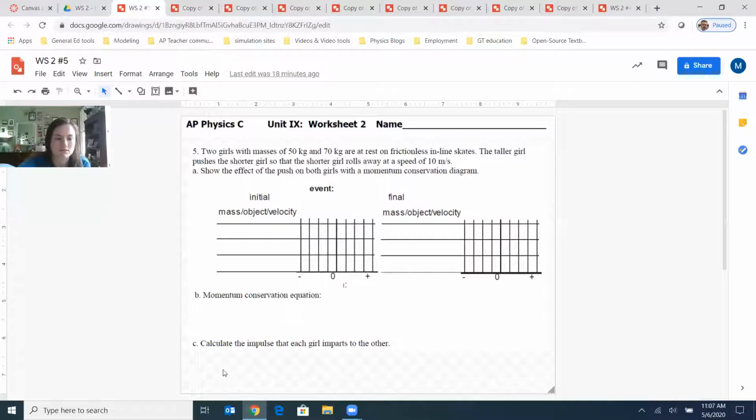Okay, so again, I don't care if you do part A, but if you can write the conservation of momentum equation. Part C says find the impulse. I'm going to add one more part. I want you to find the speed of the other girl. So like a part D, I want you to find the speed of the other girl. So if you could go ahead and do part number 5, write the equation, find the impulse, and also find the speed of the girl.